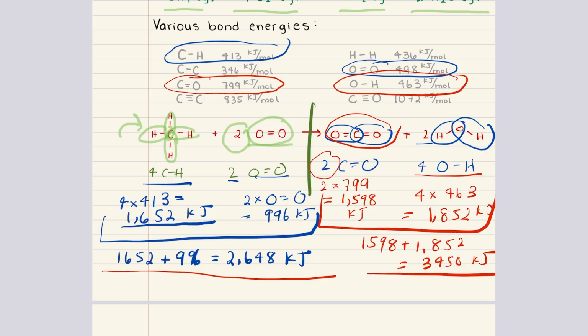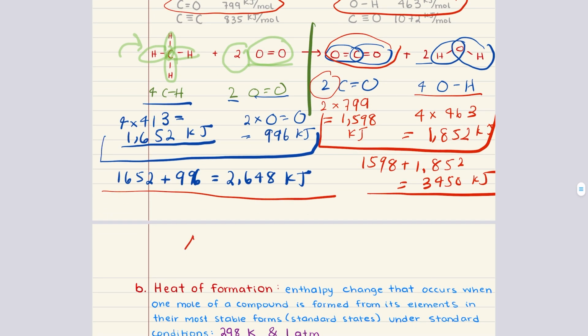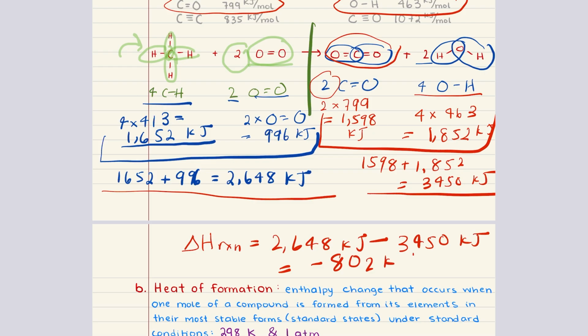So we now have total energy input for bonds broken and total energy released for bonds formed. We can calculate, finally, the enthalpy change. Delta H of the reaction is going to be the bonds broken, 2,648 kilojoules, minus bonds formed, 3,450 kilojoules. And this gives us a final answer of negative 802 kilojoules. This negative value indicates that the reaction is exothermic. It releases 802 kilojoules of energy for every mole of methane combusted.